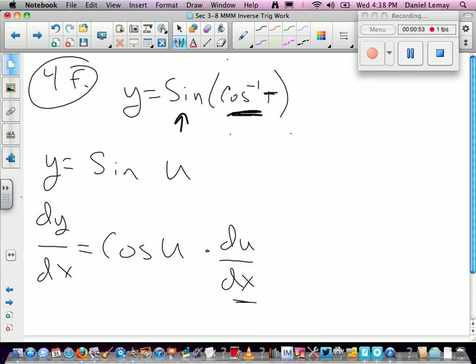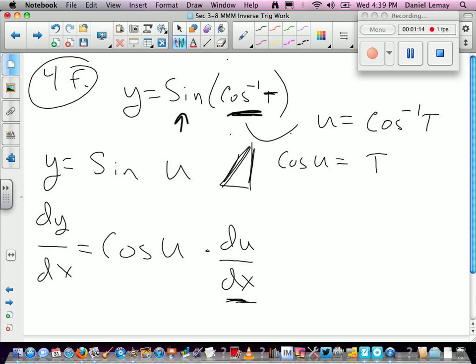Okay, and now this is the problem right here. So what I'm going to do is go back and do the substitution. I'm going to say u equals the arc cosine of t, which is just like what we've been doing. I'm going to take the cosine of both sides. That leaves me t. I can draw myself a triangle here. Adjacent side is t, hypotenuse is 1, and the square root of 1 minus t squared is the opposite side.